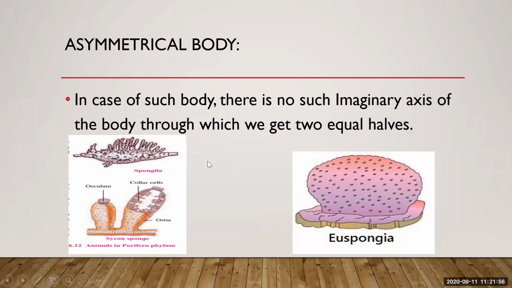If you try to cut this sponge in two equal halves by an imaginary axis, you will not get two equal halves of this animal. So they are considered as an asymmetrical body structure. Okay.